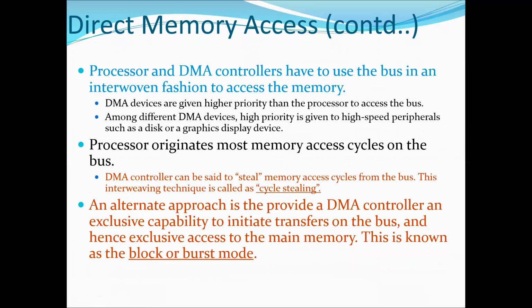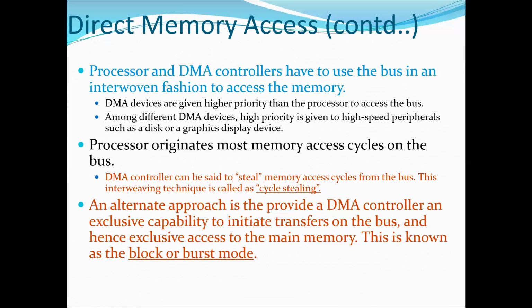The processor and DMA controllers have to use the bus in an interwoven fashion to access the memory, because both require access to the bus. So DMA devices are given higher priority than the processor to access the bus. Among different DMA devices, high priority is given to high-speed peripherals such as disks or graphics display devices. So high-speed devices are given the higher priority.